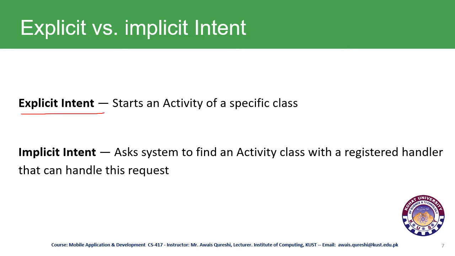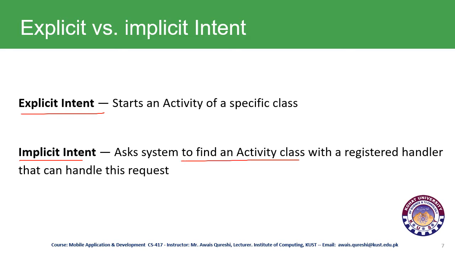And what is an implicit intent? It is the responsibility of the system to find an activity class with a registered handler that can handle this request. In explicit intent, we are pointing to some class explicitly by mentioning its name or using its object. But in implicit intent, it is not the responsibility of the intent, it is the responsibility of the system to find an activity class.